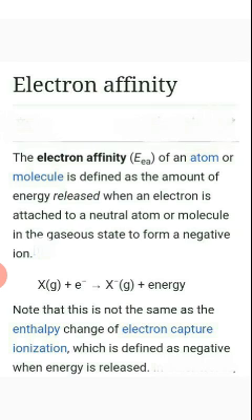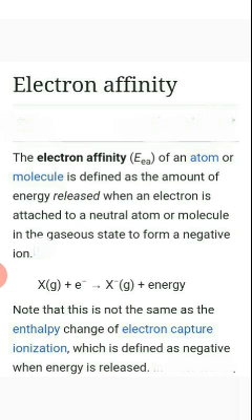This is electron affinity, another property. The electron affinity is a property of an atom or molecule, defined as the amount of energy released when an electron is attached to a neutral atom or molecule in the gaseous state. When an electron is gained, the energy is released. It is opposite to each other.